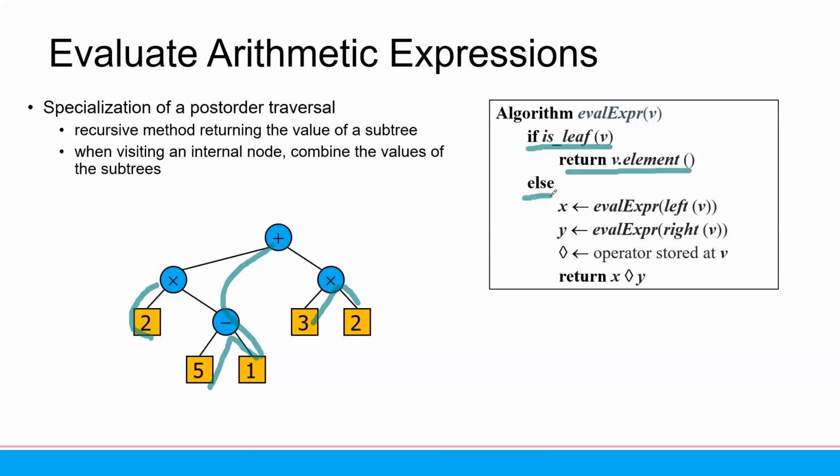If not leaf, then x will be the evaluate expression of left v, and then y will be the evaluate expression of right v, and then this will be the operator, and we can return the result based on x operator y.